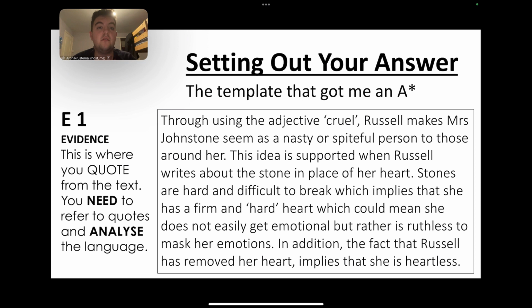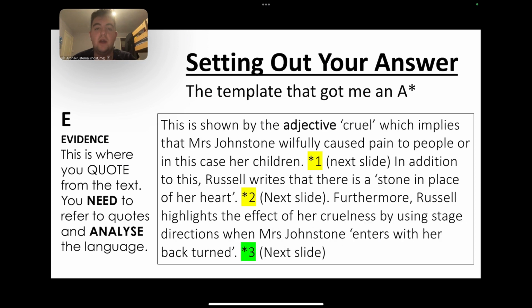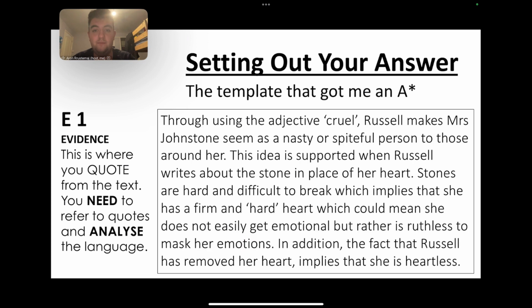But if we first of all look at the evidence, this is shown by the adjective cruel, which implies that Mrs. Johnston willfully caused pain to the people, or in this case, her children. So by using the adjective cruel, Russell, who is the writer, makes Mrs. Johnston seem a nasty or spiteful person to those around her. This idea is supported when Russell writes about the stone in place of her heart. Stones are hard and difficult to break, which implies that she has a firm and hard heart, which could mean that she does not easily get emotional, but rather is ruthless to mask her emotions. In addition, the fact that Russell has removed her heart implies that she's heartless.